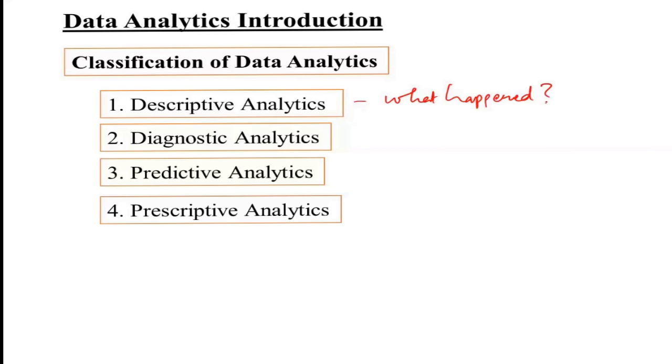Finding what happened is called descriptive analysis. We are finding a summary, or report generation, we can say. This is the most common and fundamental form of analytics that organizations use. Here we will find the pattern, finding patterns based on the historical data.